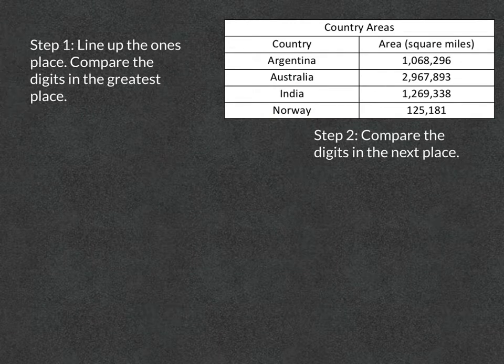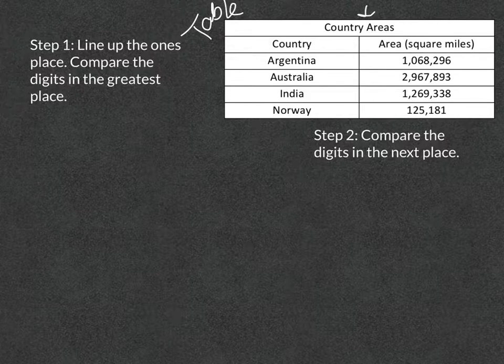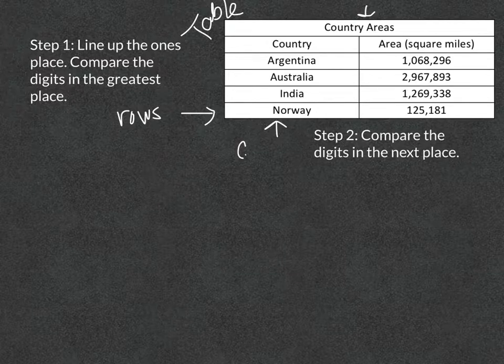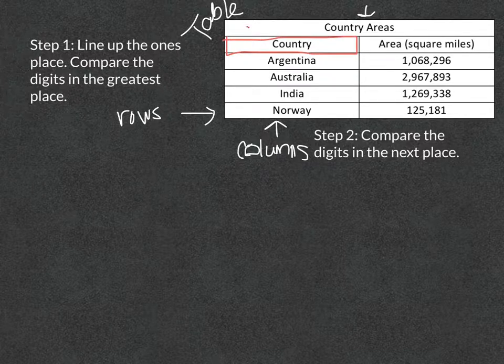Okay, so here we have a table. I will draw your attention to the title of the table. Remember when we're talking about things that go left to right, these are called rows. Up and down is called columns. And then each individual box here is called a cell. Just a little review there.